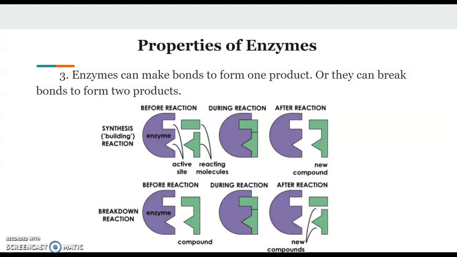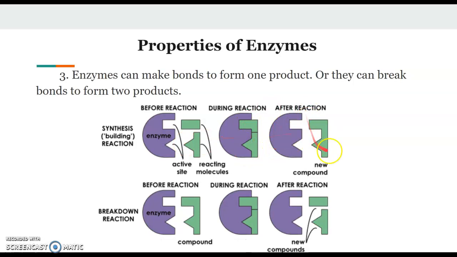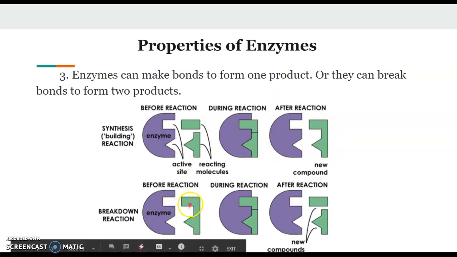Enzymes make bonds to form one product, or they can break bonds to form two products. So it depends on what kind of enzyme it is. Is it an enzyme that is building something? For example, in this case, it is taking two substrates and it is joining them together to form one product. Or is it an enzyme that's breaking down something, where it's taking one substrate and it is breaking bonds within it to form two products?